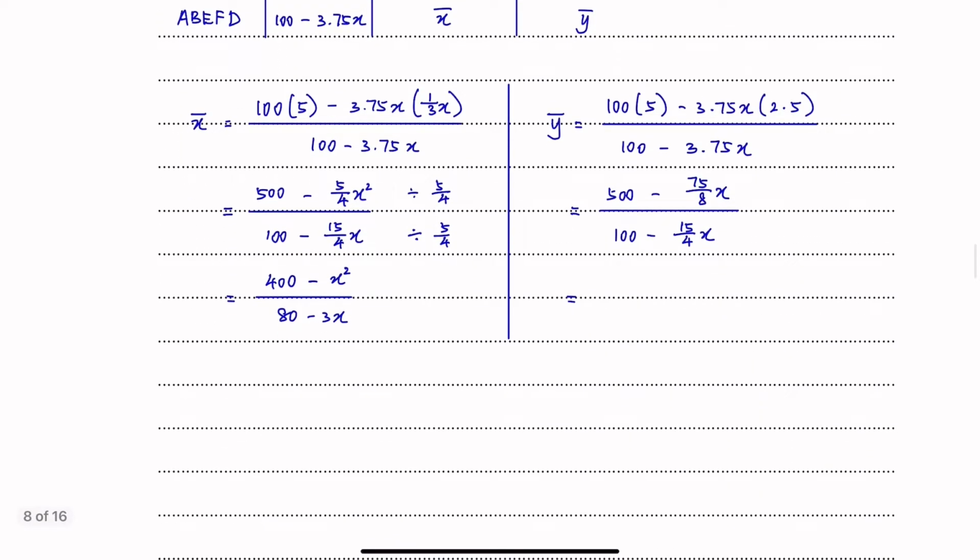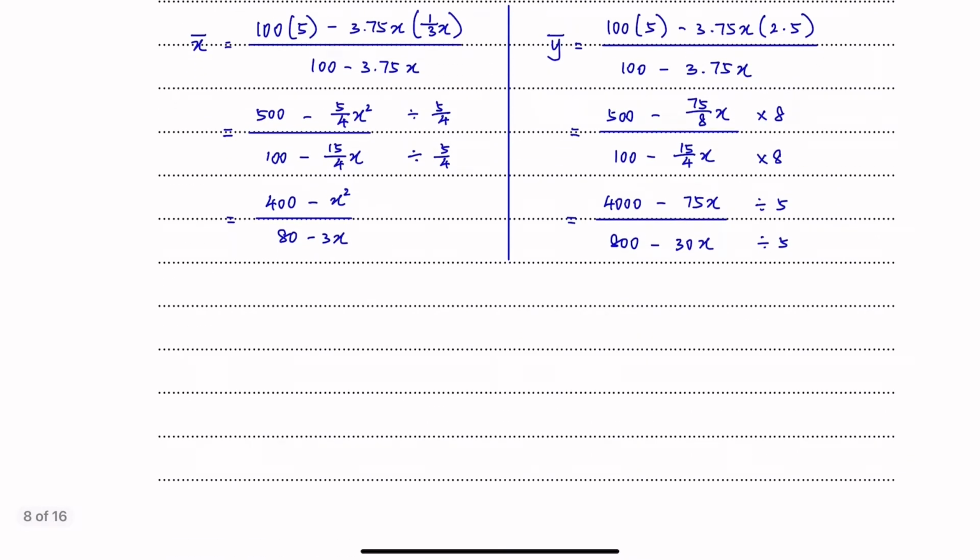So now we can simplify it, we can times 8 for both the numerator and denominator. So we have 4000 minus 75x over 800 minus 30x. And to further simplify it, we can divide 5 for both denominator and numerator. So we have 800 minus 15x divided by 160 minus 6x. So this would be our y bar.